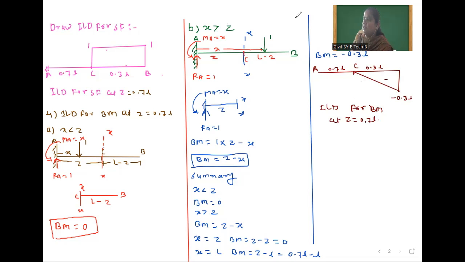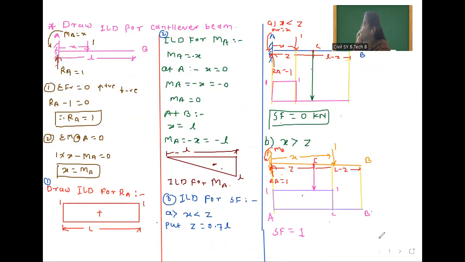Once again we will see from the start. Here also you have to draw ILD for reaction, moment, shear force and bending moment. In a simply supported beam, you have to draw ILD for RA as well as RB. But in a cantilever beam, this B point is free. That's why here vertical reaction is not there, so moment will be there. So first you have to calculate the value of RA and the value of MA. According to this, you have to draw the influence line diagram for RA. The value of RA is equal to 1. Here we have put it and drawn the ILD for RA.